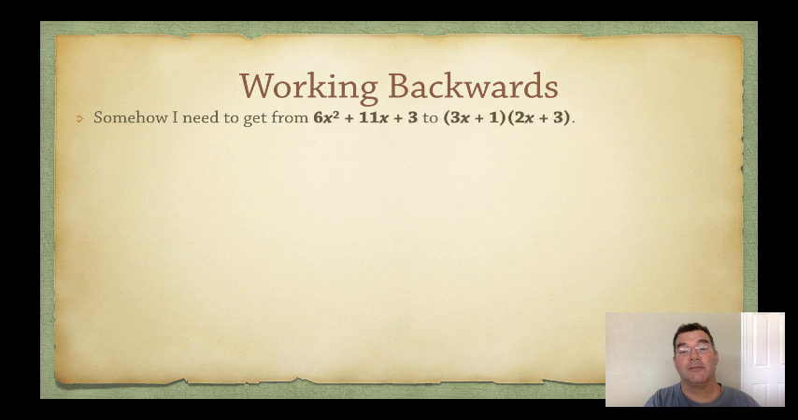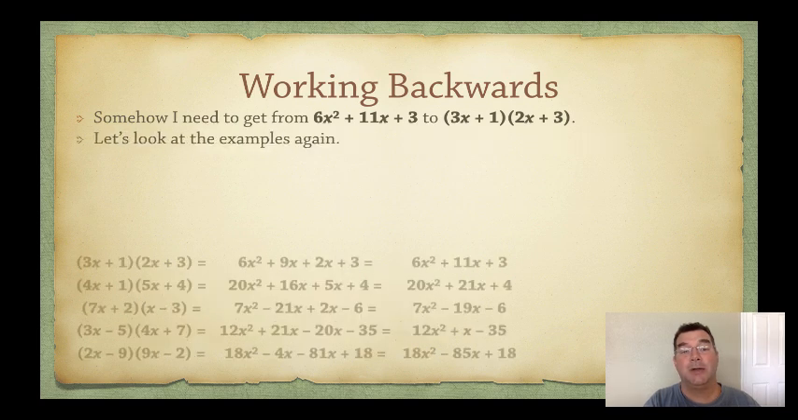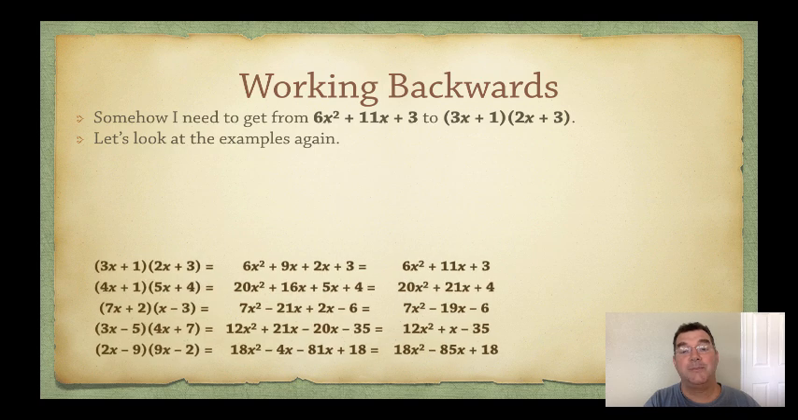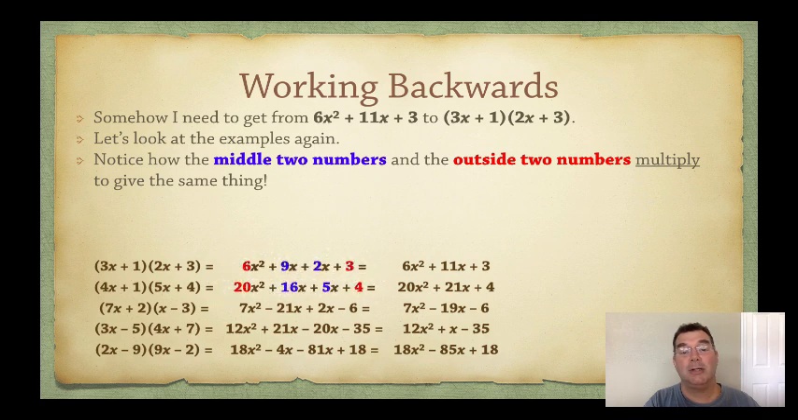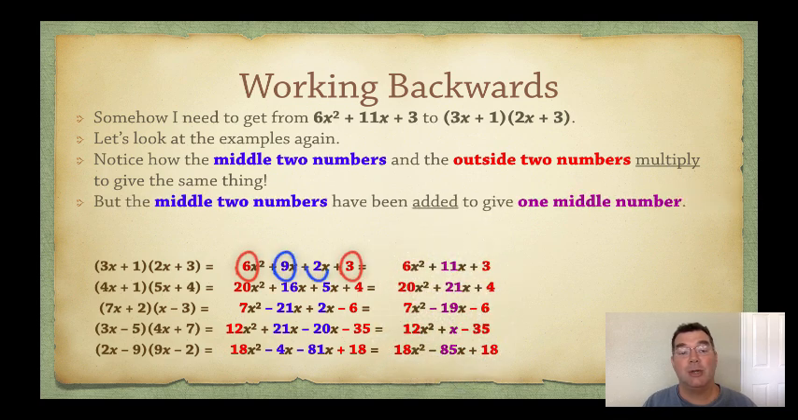And so let's work backwards from one of the first ones we did. We had 6x squared plus 11x plus 3, and that came from 3x plus 1 times 2x plus 3. Looking at the examples again, I want you to notice how the two middle numbers, which I've highlighted in blue, and the outside two numbers, which I've highlighted in red, multiply to give the same thing. So 6 times 3 is the same thing as 9 times 2. 20 times 4 is the same thing as 16 times 5, and so on down the list.